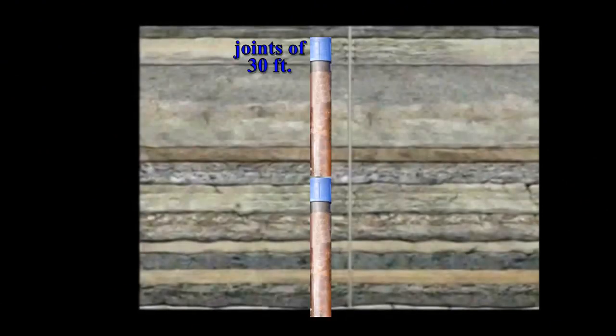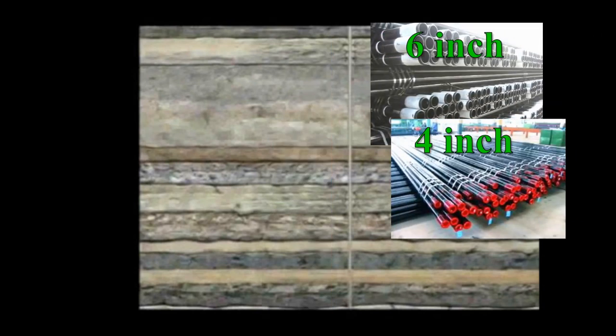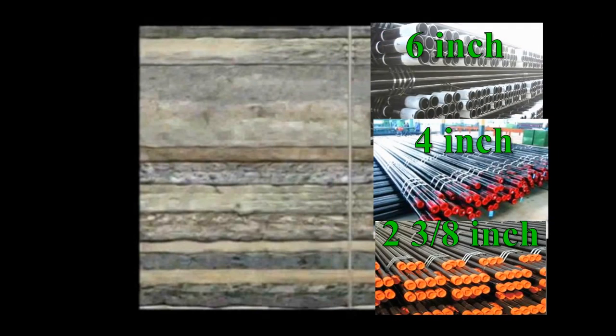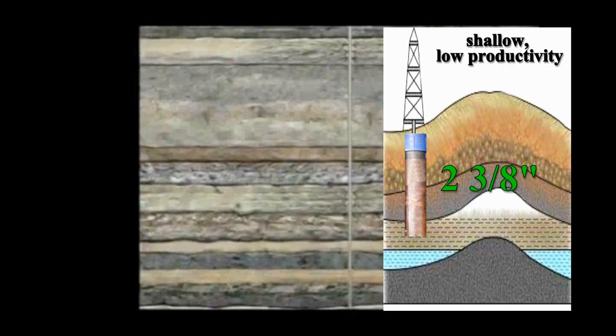Manufactured in joints of 30 feet with threaded couplings, the diameter of the tubing can vary depending on the fluid amount projected to be produced. For example, small tubing that is 2 3/8 inches outside diameter is used for shallow, low productivity wells, while large 6-inch outside diameter tubing is used in high volume gas wells.